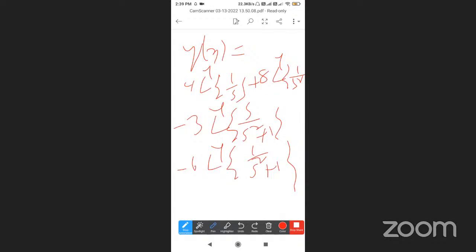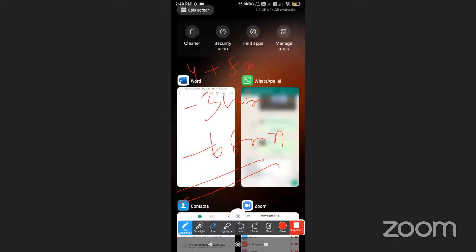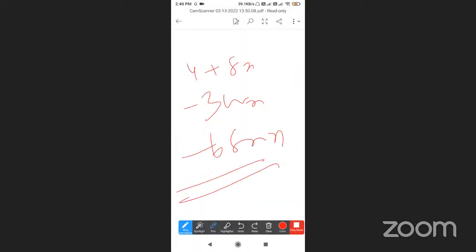These formulas are there. Inverse Laplace transform of 4 into 1 by s is equal to 4 into 1, plus 8 into inverse Laplace transform of 1 by s square is x, plus minus 3 into s by s square plus 1 is cos x, minus 6 into sin x formula. So the answer is 4 plus 8x minus 3 cos x minus 6 sin x. This is the inverse Laplace transform. Okay, this problem is completed.